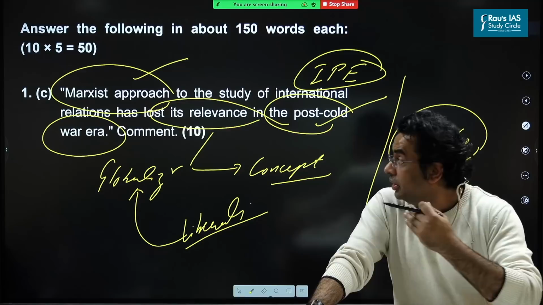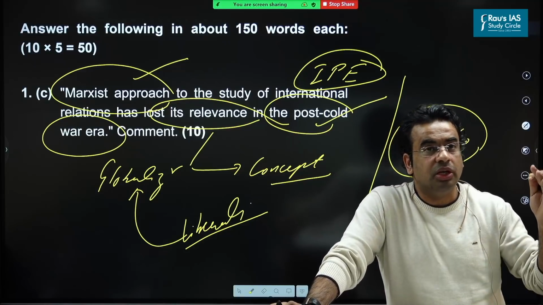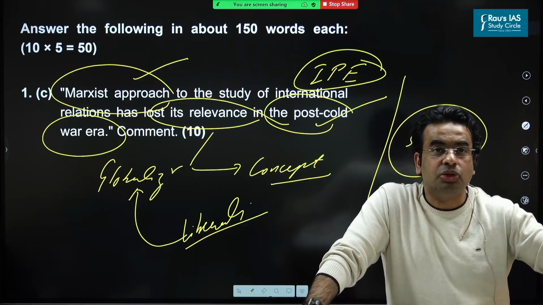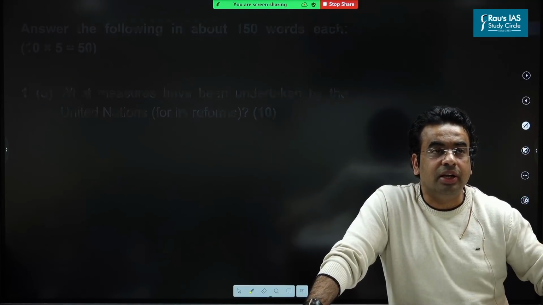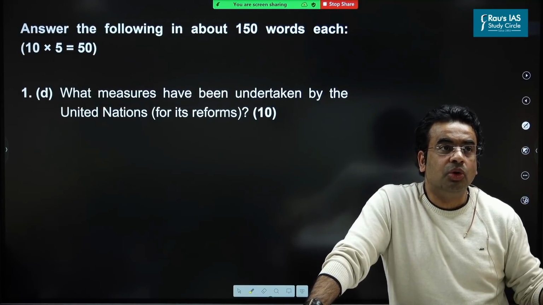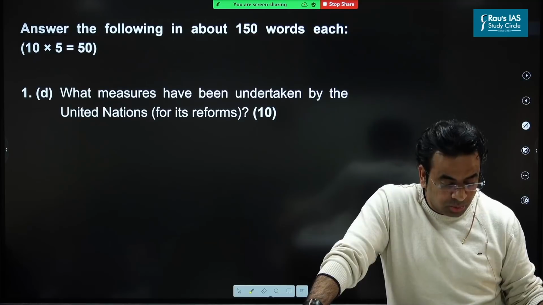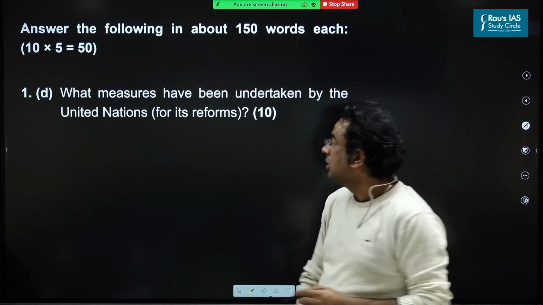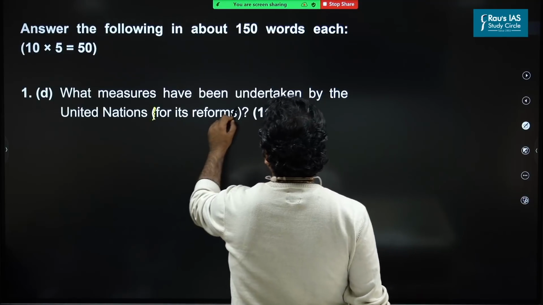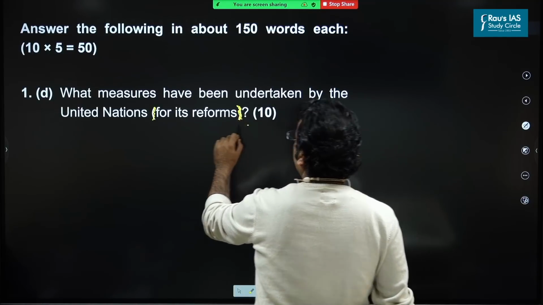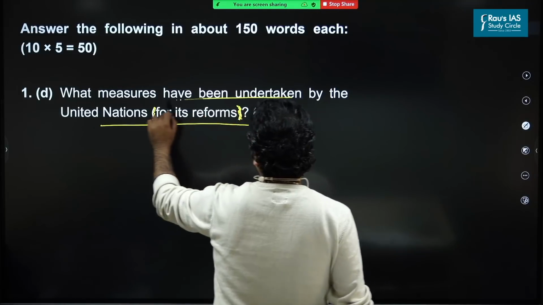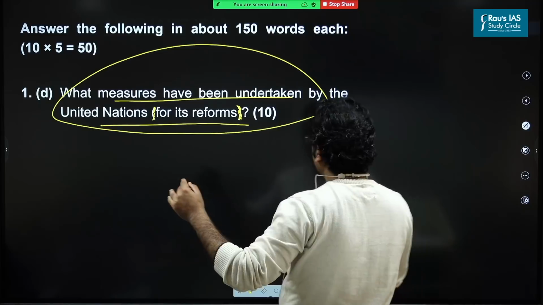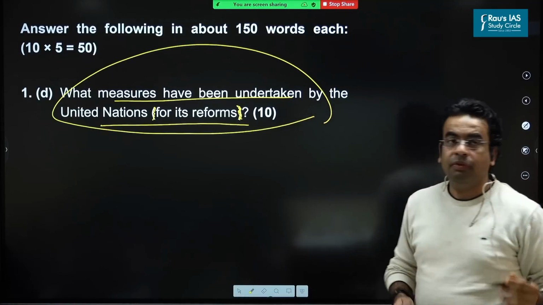If we see the third part of the first question, again a conceptual question, but a direct question from the syllabus, nothing technical in this. Then comes: what measures have been taken by the UN for its reforms? It is in the news, so a current-affairs-based question, not about the structures, not about the mandate of the UN.